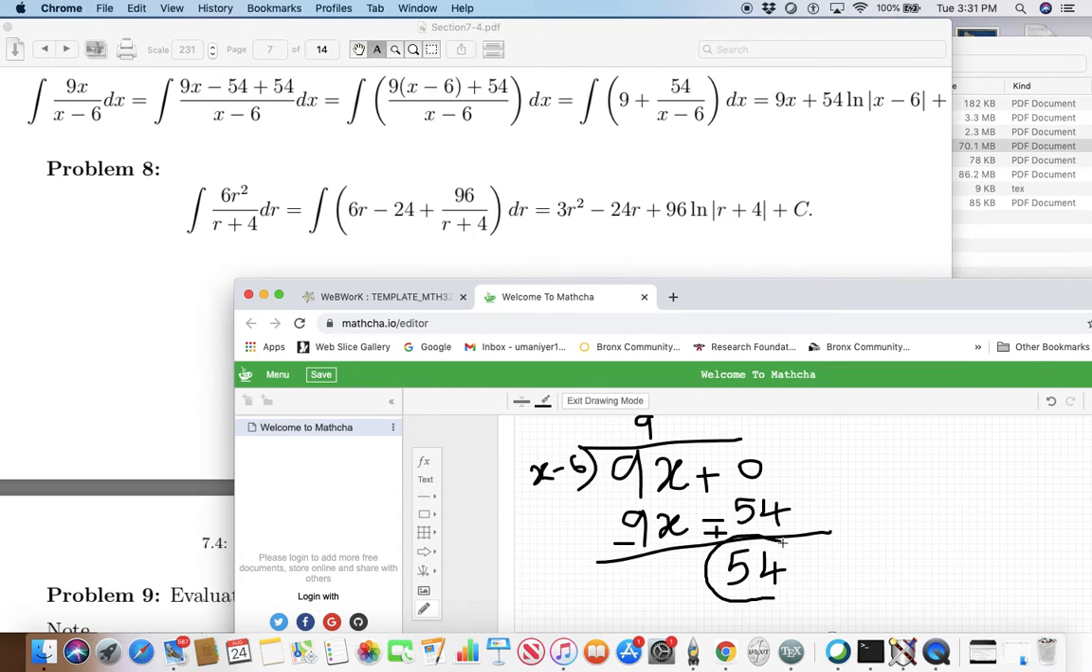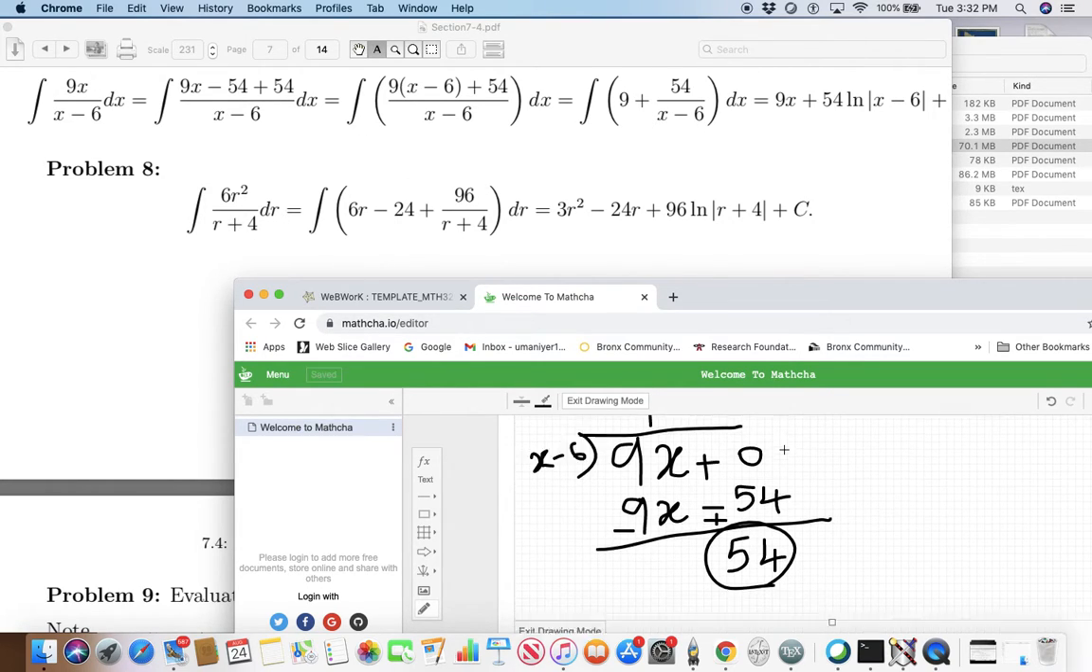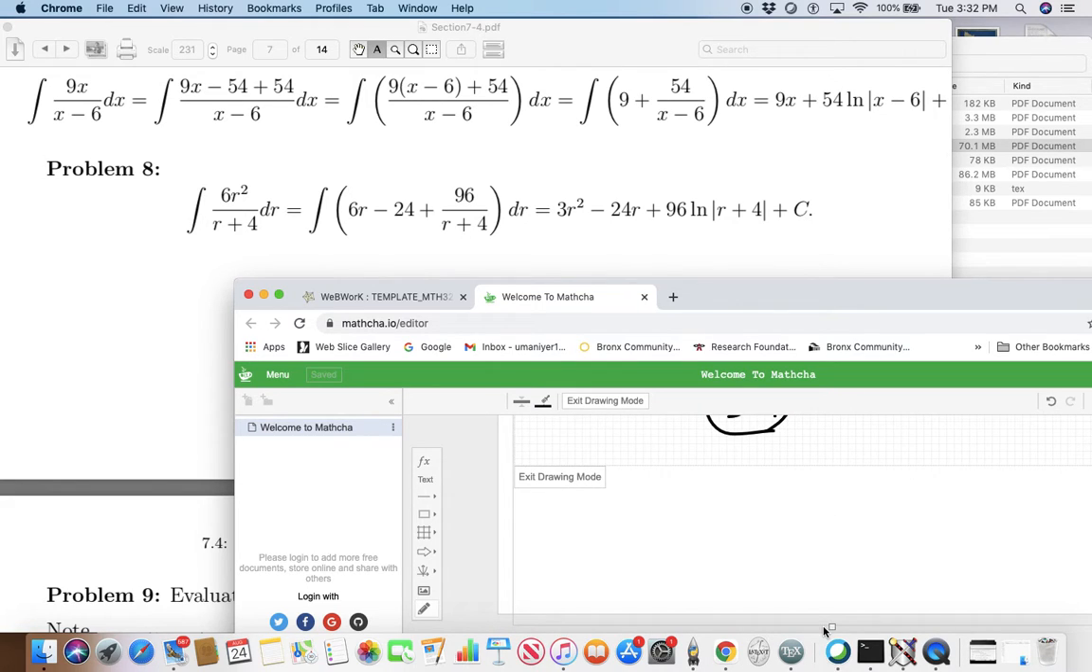This has no x, so I stop. So that's the quotient and that's the remainder. I'm still not finished, so 54 over x minus 6. So that's how you obtain these values. Likewise, here, let's look at the next one, right? 6r squared is the numerator. So 6r squared is being divided by r plus 4.